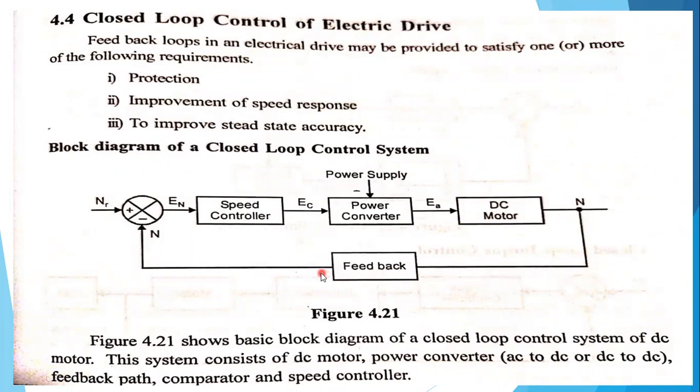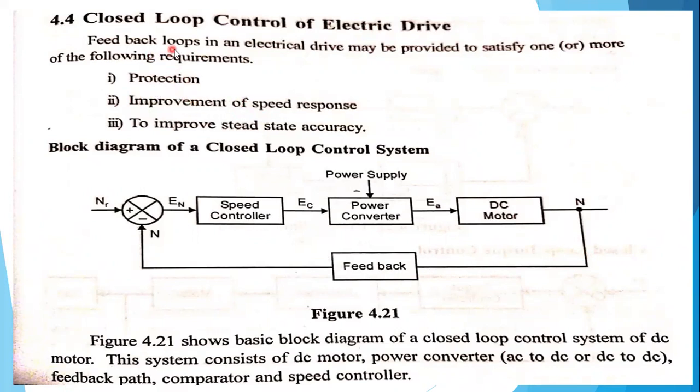may be provided to satisfy one or more of the following requirements. First one is protection. The second one is improvement of speed response. And the third one is to improve steady state accuracy. Okay, to improve steady state accuracy, to improve the speed of the response, and for protection purposes.